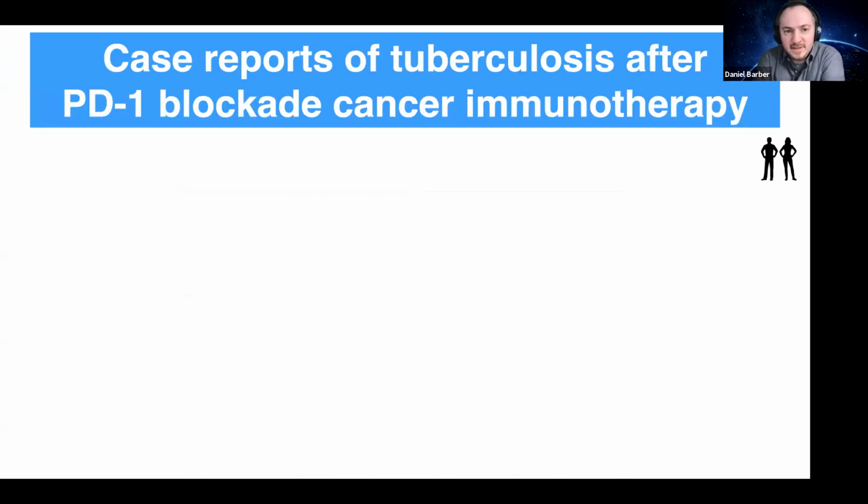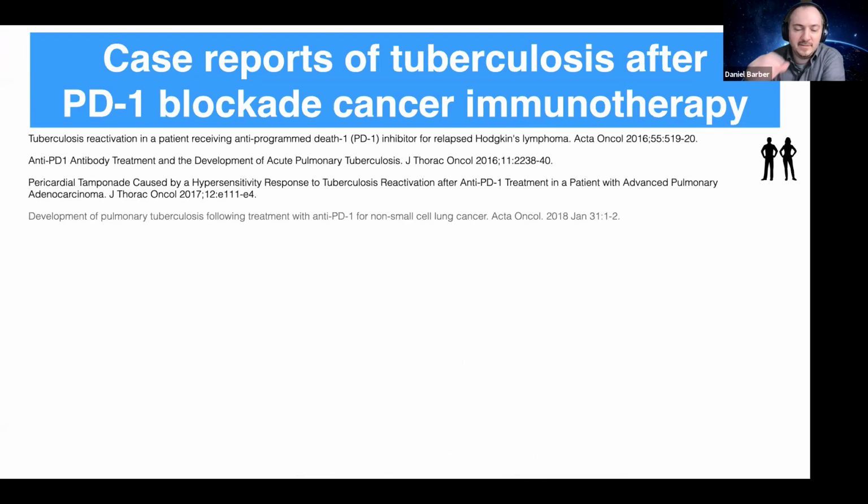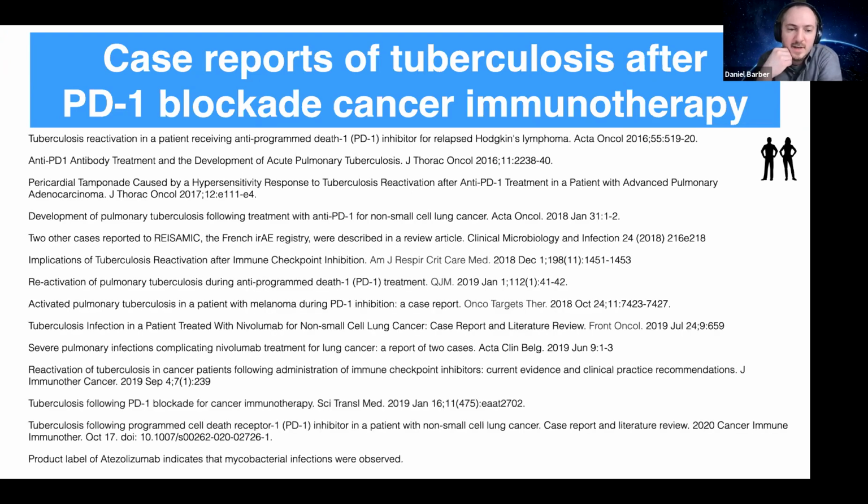Now, as I mentioned, there's a lot of people being treated with anti-PD1 blocking agents for cancer immunotherapy. So you might think that there'd be cases of tuberculosis associated with cancer immunotherapy. And in fact, over the past few years, there have been an increasing list of case reports of TB that occur in patients after starting PD1 blockade. And in fact, even the product label of atezolizumab lists the tuberculosis cases that were seen on trial. And every single class of PD1 blocking drug so far has had cases of tuberculosis reported to the FDA.